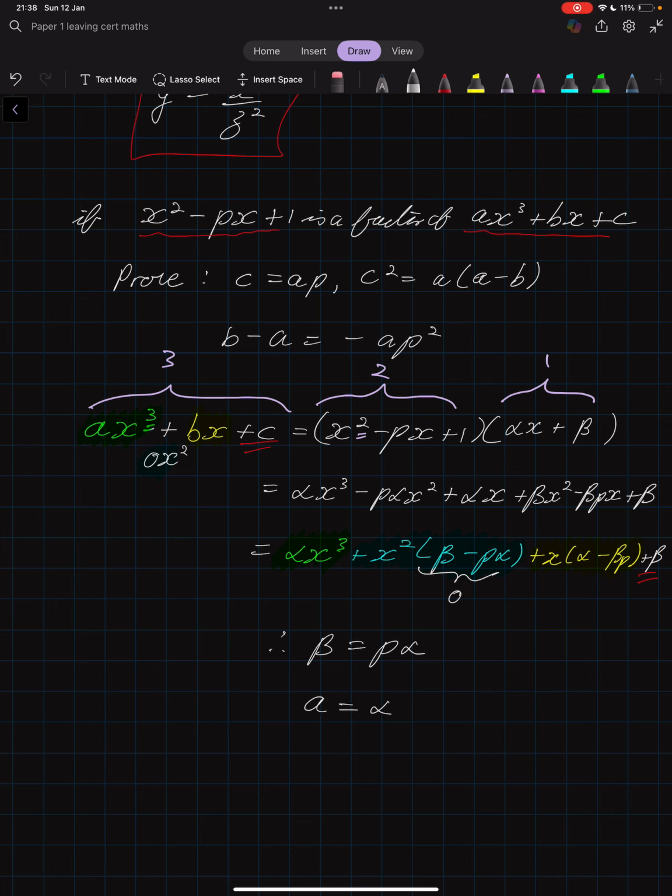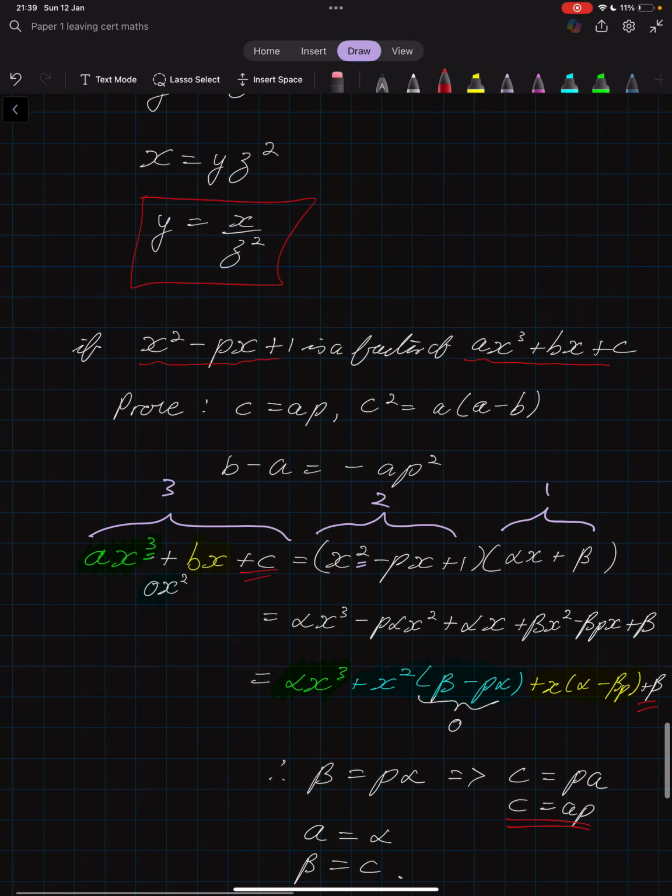So if I plug them in here now, I get that c equals pa, or c equals ap. That was the first thing I wanted to show. So that's this. Okay, so that's the first thing.